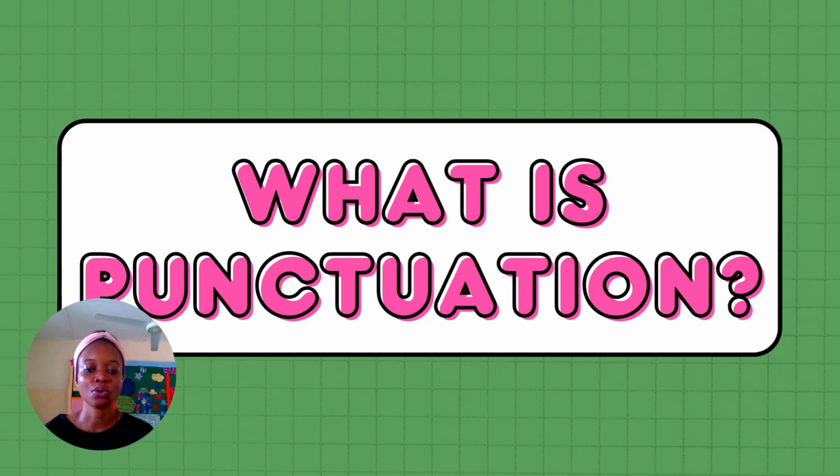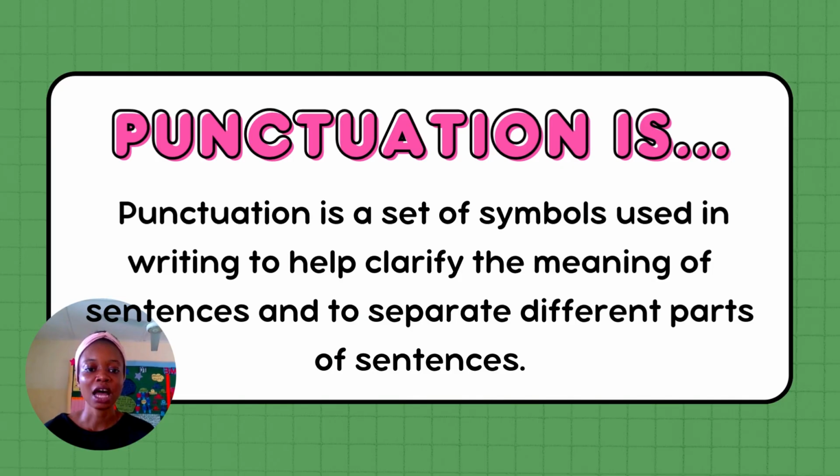So we're going to be starting it. What is punctuation? Now, punctuation can be defined as a set of symbols used in writing to help clarify the meaning of sentences and to separate different parts of sentences. So now we use punctuation when we're writing. We use it to help explain what we're writing, and we use it to make whatever we're writing make sense to whoever is reading it. Punctuation is very, very essential because without this set of symbols, our write-ups are not going to make meaning to whoever comes across it.